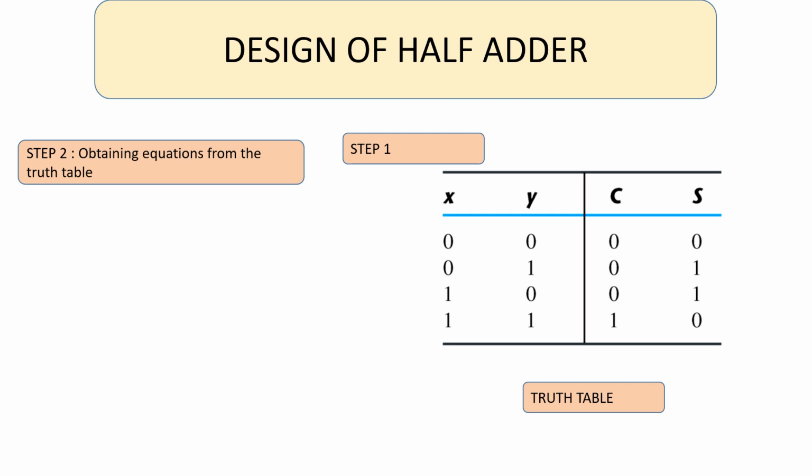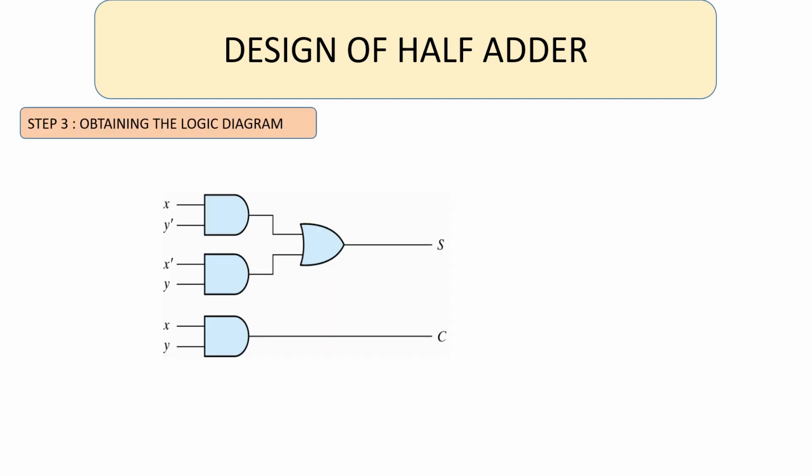The expression for C can also be derived in the same way. Look at the rows of C. You can observe that only the last row of C has a value 1. So the corresponding values of x and y are x is 1 and y is 1, which makes the expression for C to be C is equal to x into y, which is equal to x bar plus y bar, the whole bar. The next step is the implementation of the Boolean expression.